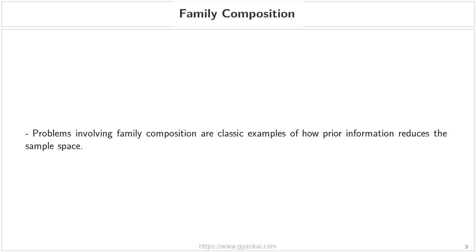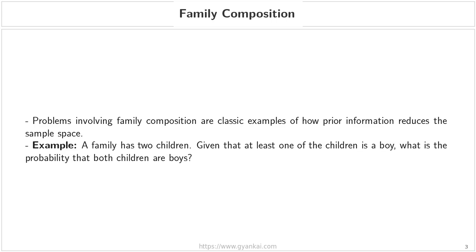Family composition. Now that we've seen how to apply the formula using basic probability values, let's move on to a more practical application. Problems involving family composition are classic examples of how prior information reduces the sample space. This is a perfect way to visualize the concept of a reduced space that we discussed in our first slide. Let's look at an example.